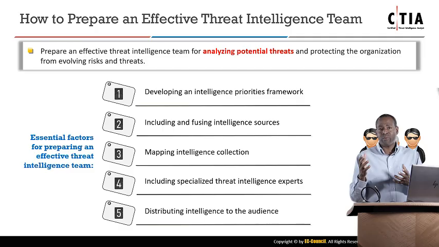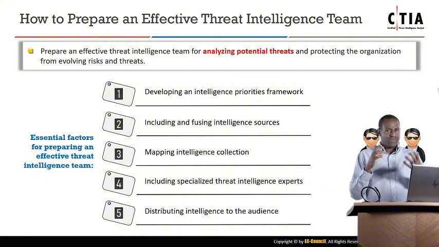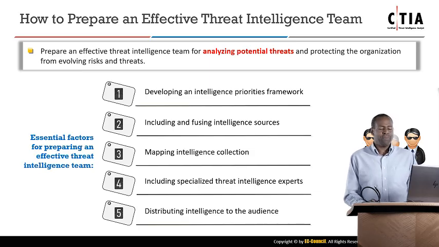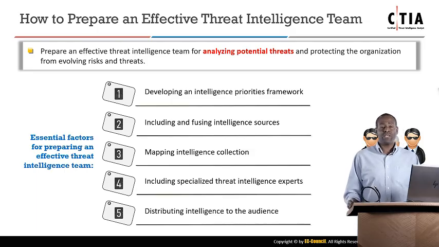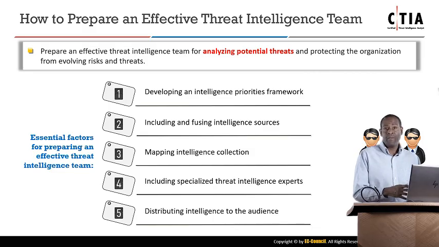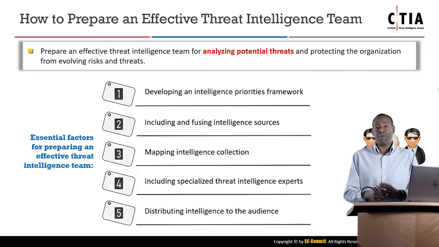The different forums with which we want to associate, the different annual and semi-annual events in which we want to participate, etc. So that framework's going to guide us based upon the priorities that we put together in that framework. Number two, including and fusing intelligence sources. So I'm going to be using sources from so many different locations. I'm going to need to fuse that information and include it so that I can make it actionable and reportable, right? I'm going to create reports for upper management, etc.